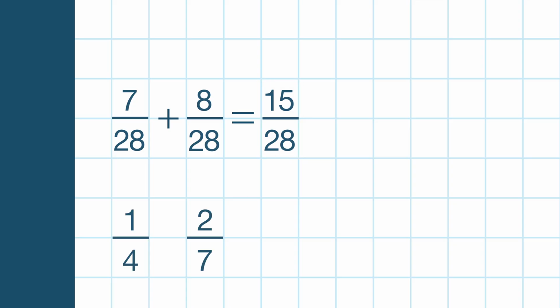To add fractions with different denominators, find the least common denominator first. Rewrite both fractions, then add the numerators and keep the denominator the same.